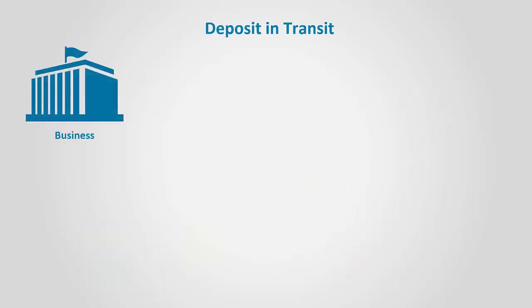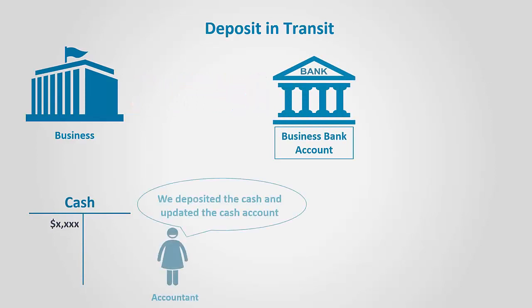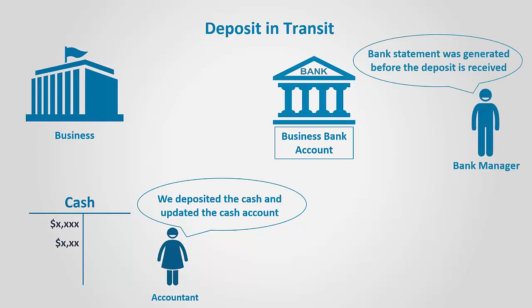Deposits in transit. Here, the business has made a deposit just before the bank generated the bank statement. This deposit is recorded in the books, but it won't appear on the bank statement due to the check clearing process time taken by the bank. However, it will eventually appear as a deposit in the bank statement within a day or two. The reconciliation in this case is to add such an amount to the bank's balance.